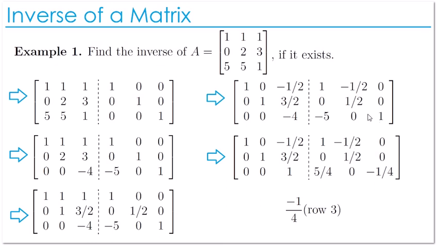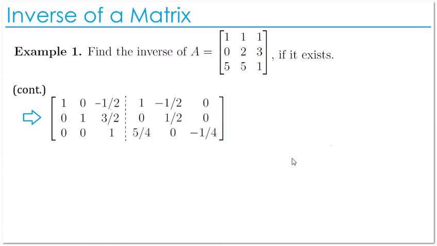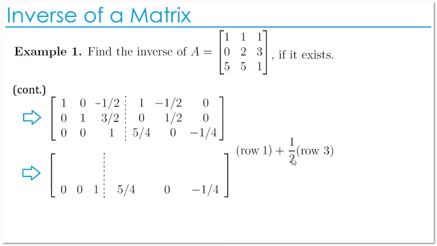Next, let's make negative 1 half and 3 halves be 0 above the leading one of third row. So first, let us add 1 half times third row to the first row. So row 1 plus 1 half of our third row, that is 1 plus 0, still 1. 0 plus 0, 0. Negative 1 half plus 1 half, that would be 0.